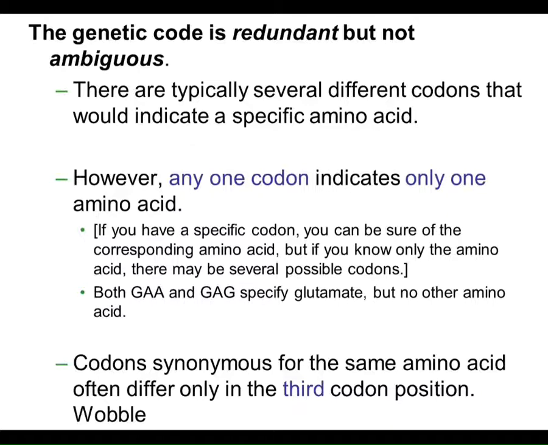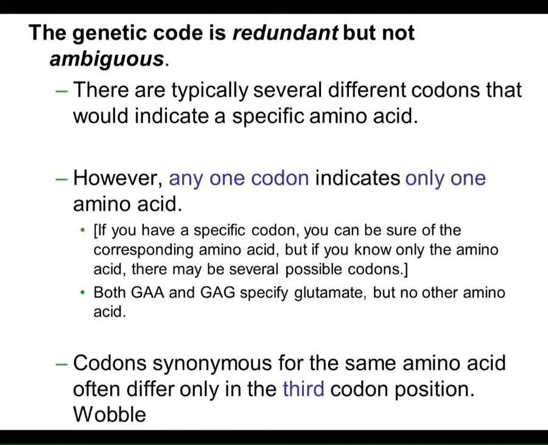Now the genetic code is said to be redundant, but it is not ambiguous. Let's make sure we understand what those 2 words mean. If someone says to you, man, you're redundant, what are they telling you? You're saying the same thing over and over and over. And sure enough, the genetic code is redundant, because if we go back and look, we'll see that sometimes 3 different letters can give us the same amino acid. So there's some redundancy to the code.